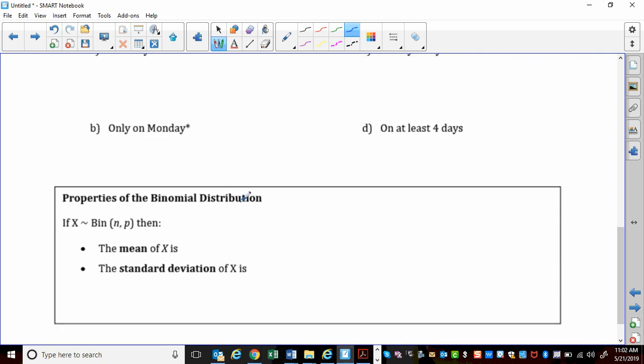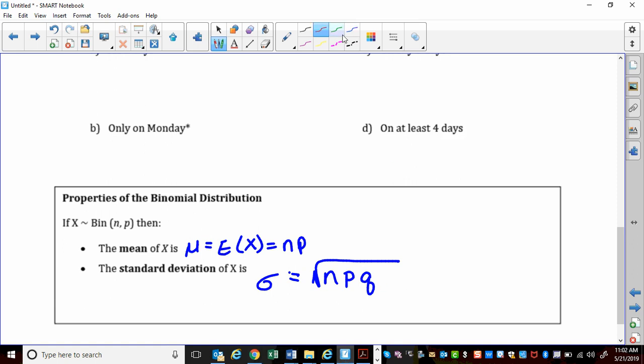Properties of a binomial distribution. The mean, or expected value, equals the number of trials times the probability of success. The standard deviation is, remember, the square root of the number of trials times the probability of success times the probability of failure. So remember, q is the probability of failure. Maybe you want to put trials and success right here also.